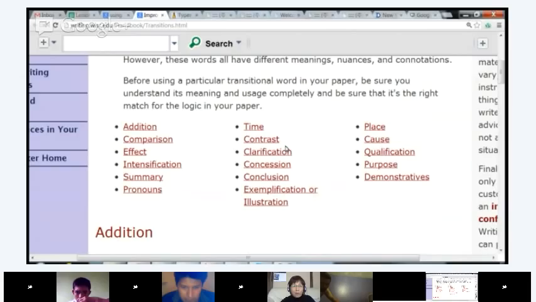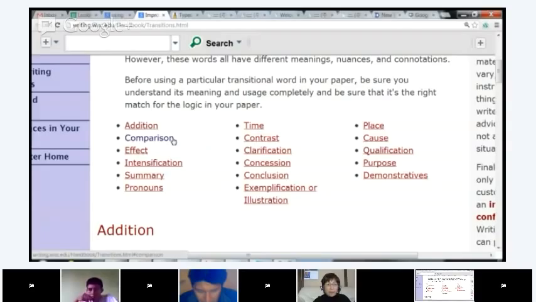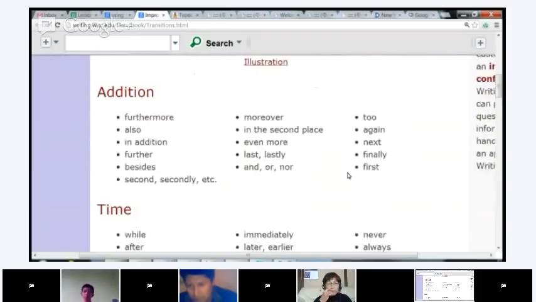So there are many different kinds of transitional words and phrases. You have addition, comparison, effect, intensification, summary, pronouns, and many, many more. Let's just look at a few of them. I won't go through all of them because there are so many, but I think addition is a good transitional word category to start with, because you usually see these in your writing. For example: furthermore, also, in addition, further, besides, secondly, moreover, in the second place, even more, lastly, and, or, nor, again, next, finally, first. Okay?